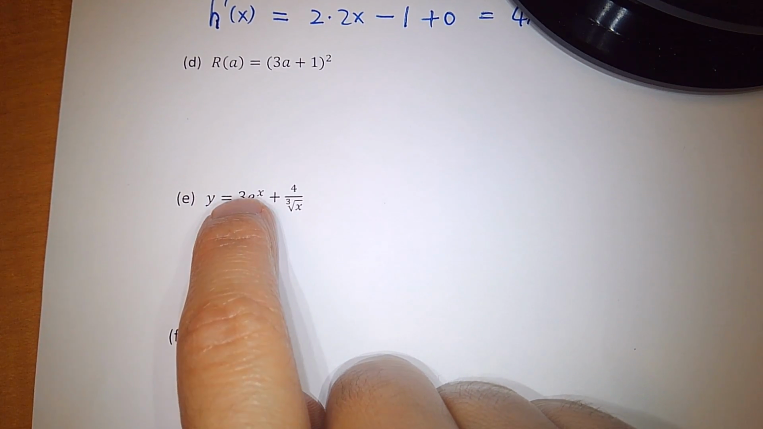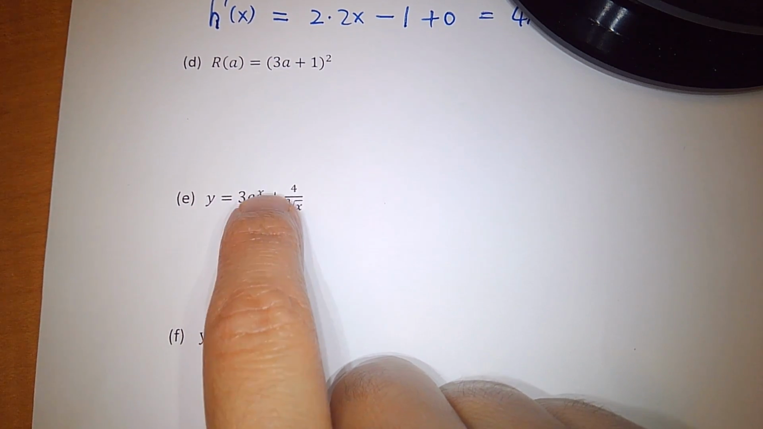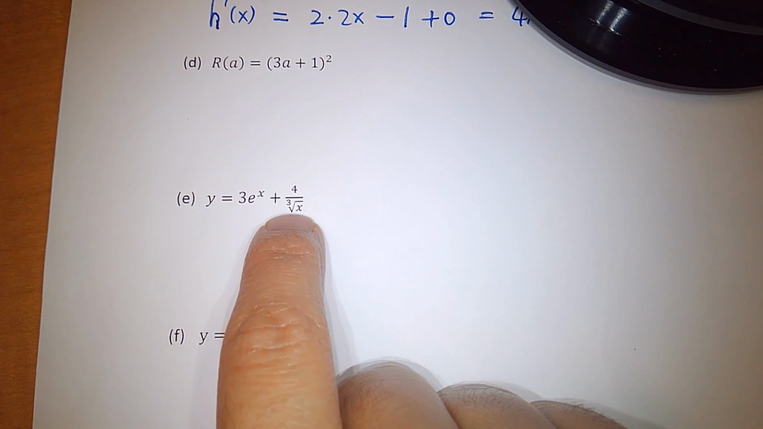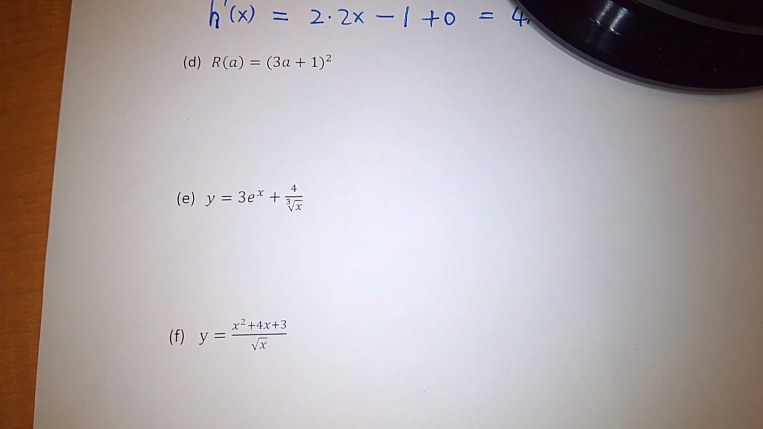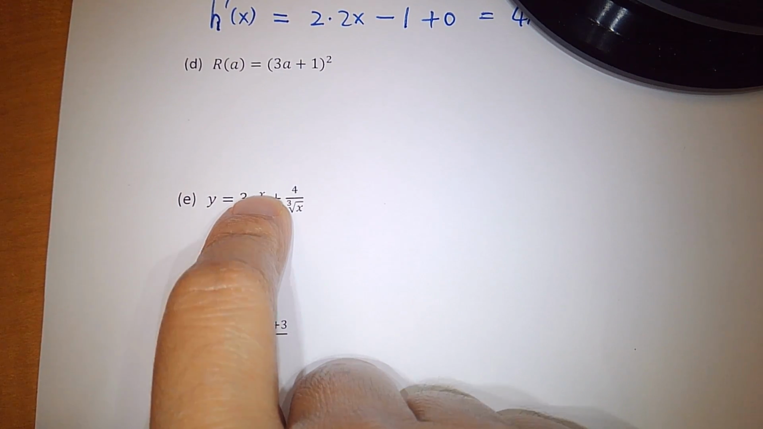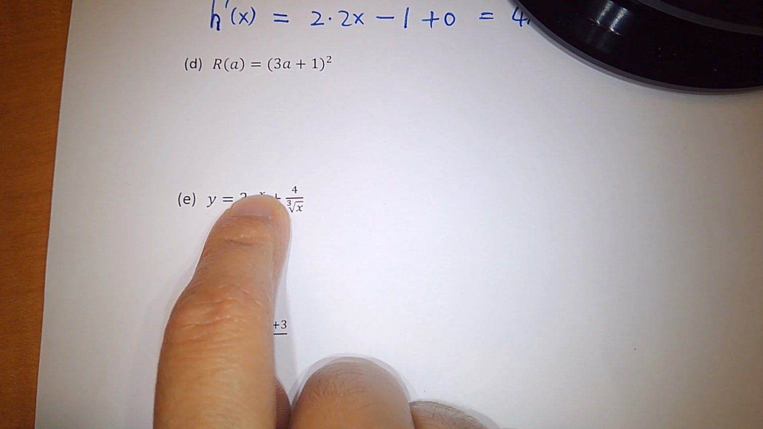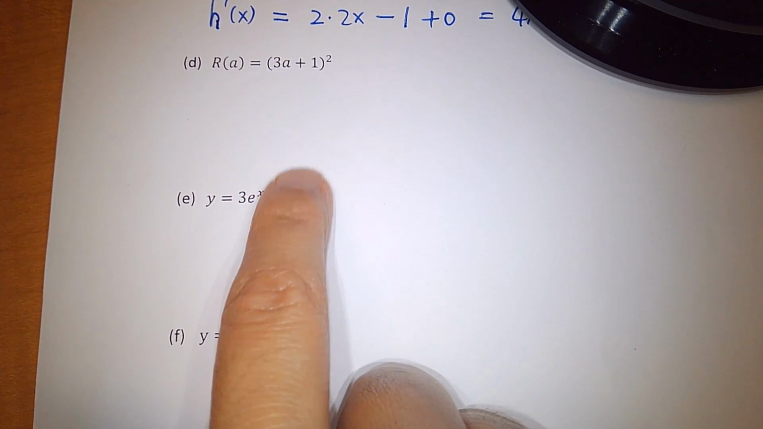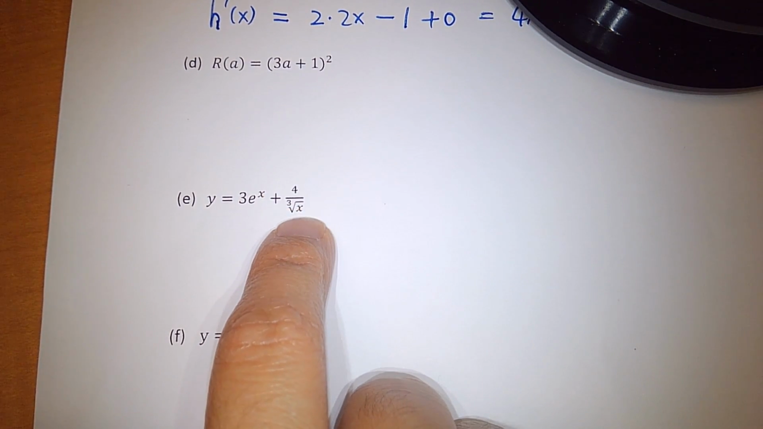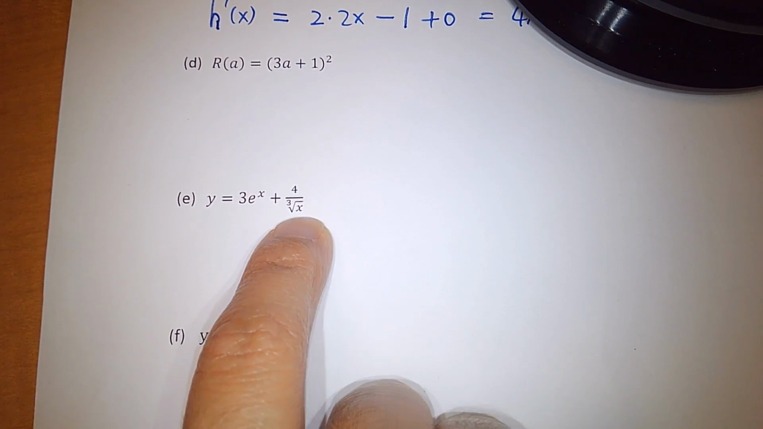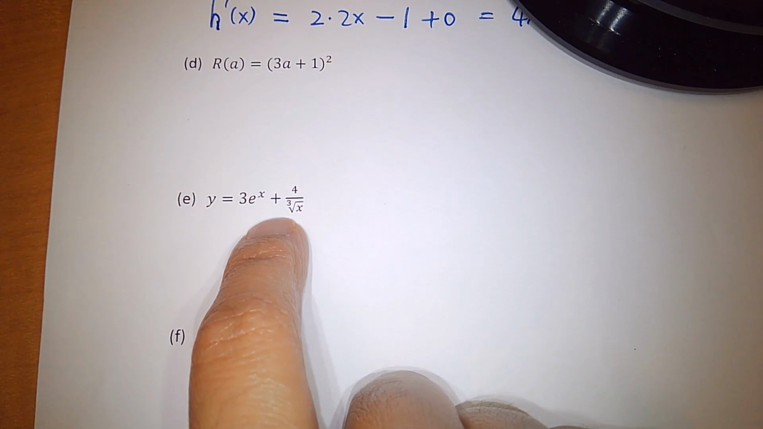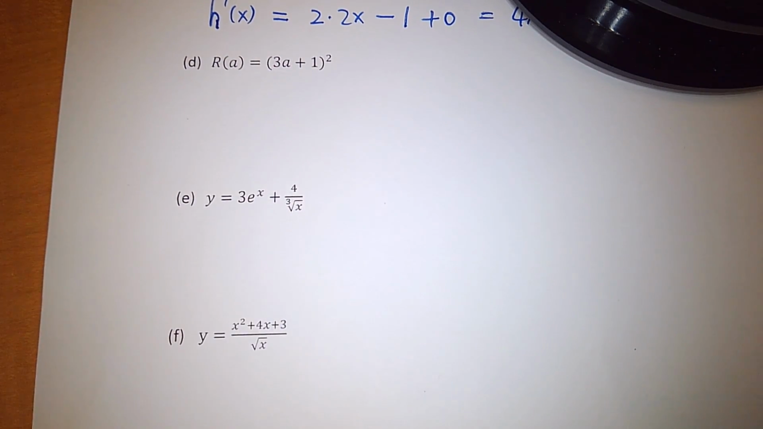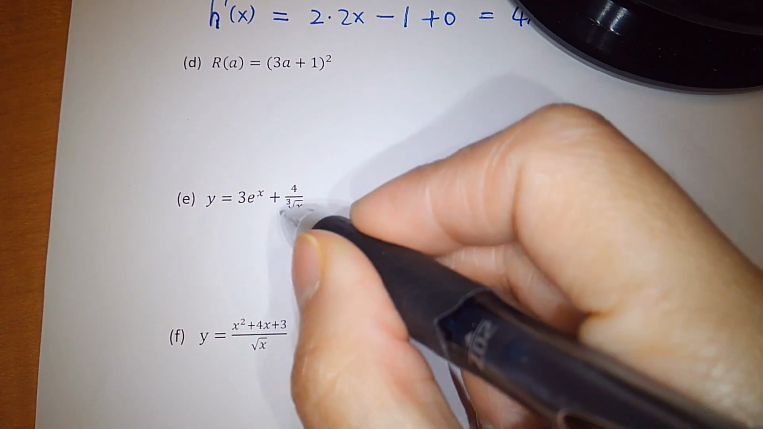Y equals 3 times e to the x plus 4 over cube root of x. Compute the derivative of this function. For e to the x, we know the derivative is e to the x, right? But how can we differentiate this 4 over cube root of x? So far we only know the power rule, right? So, can we rewrite the cube root? Rewrite it as a power. Yes. Rewrite this part as a power.